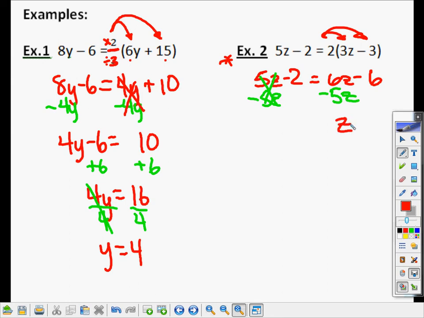This is a positive 1z. Instead of writing 1z, I would just leave it as z minus 6 is now equal to, and on the right side I bring down the -2. From here I would add 6, and now I get 4 equals z, and there's my answer.